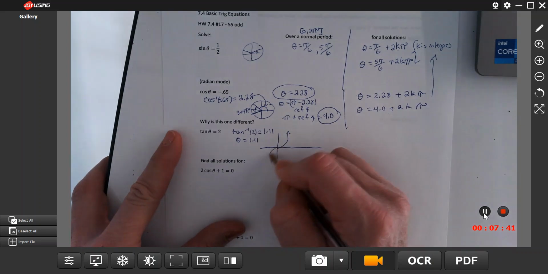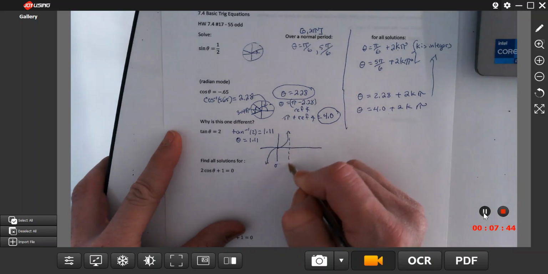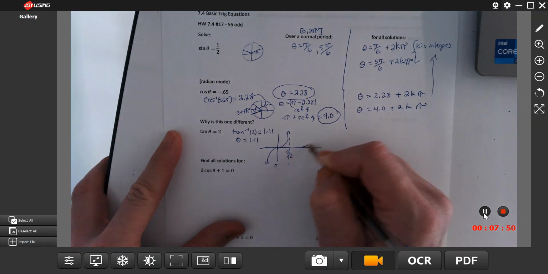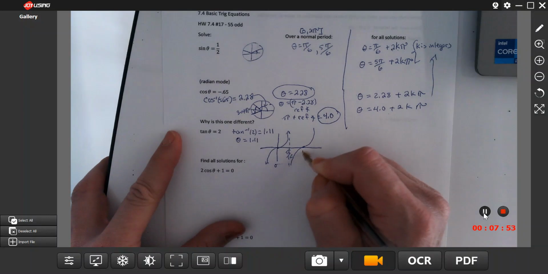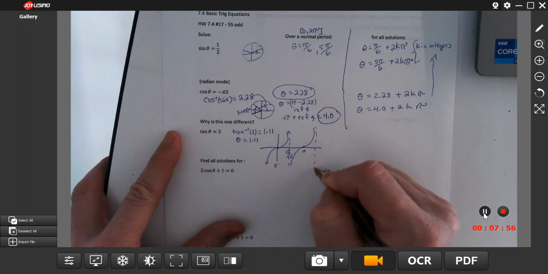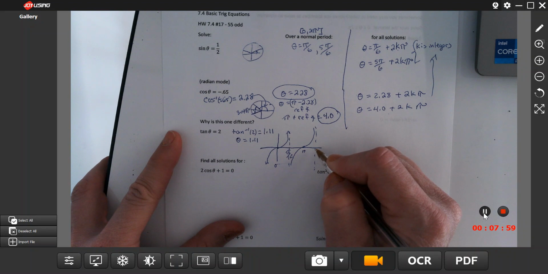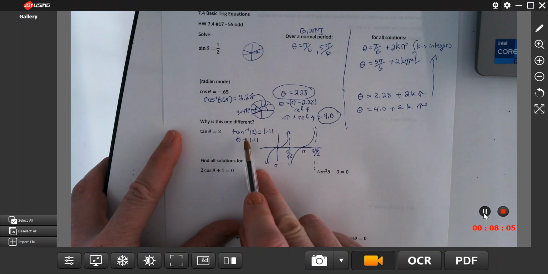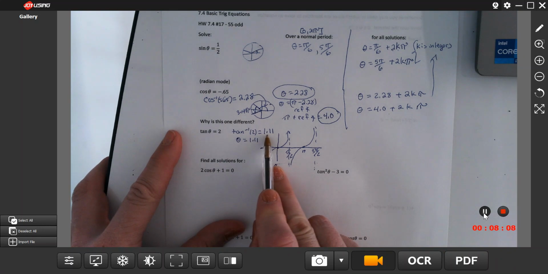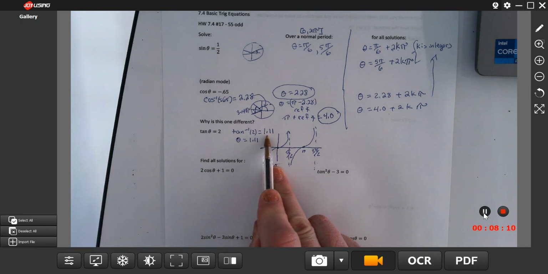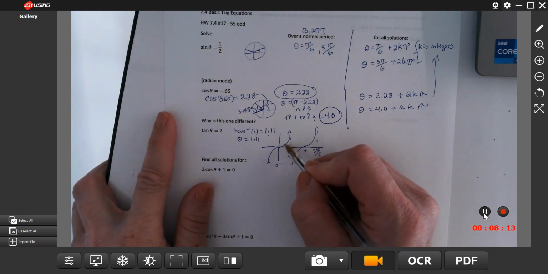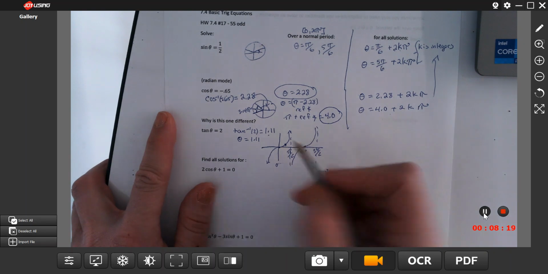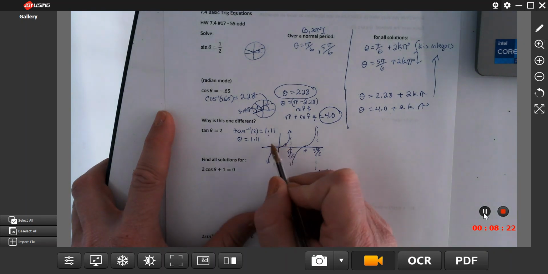So remember, tangents look like those pinwheel shapes. So one of them's here. The asymptote is at pi over 2. And then we get another pinwheel shape over here. So this is at pi. And then the next asymptote is at 3 pi over 2. And so on, and it continues, right? So my first angle, 1.11, is in quadrant 1, right? So it's going to be somewhere over here.